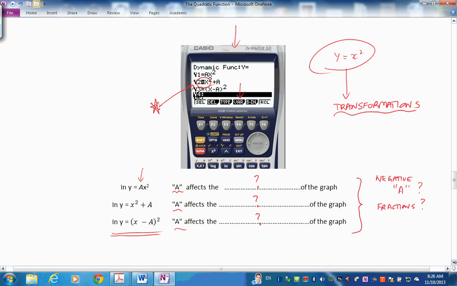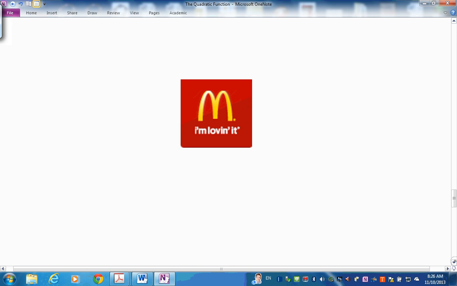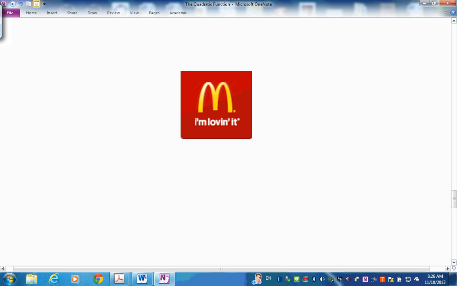I hope you had a good time with that. And what we've got here now is this one. Now, just so you can check your work later on, you're going to have to come back to the quadratic function part 2 to find out whether you got the answers right for those transformations. But your homework is, have a look at this. This is a McDonald's sign.